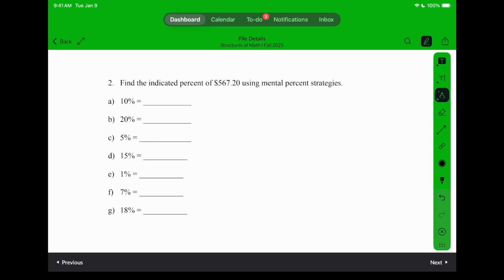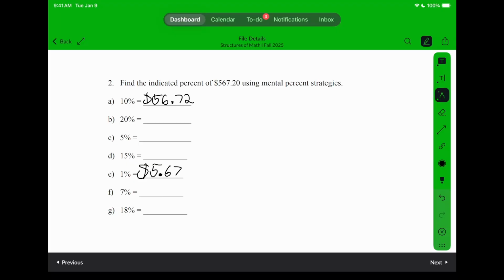You can find 10% by just moving the decimal place over once. So 567.20, 10% of that is 56.72. And then from there, we can find 1%, because then we just move the decimal over once more. So then 1% is 5.67. So now we have 10 and we have 1.